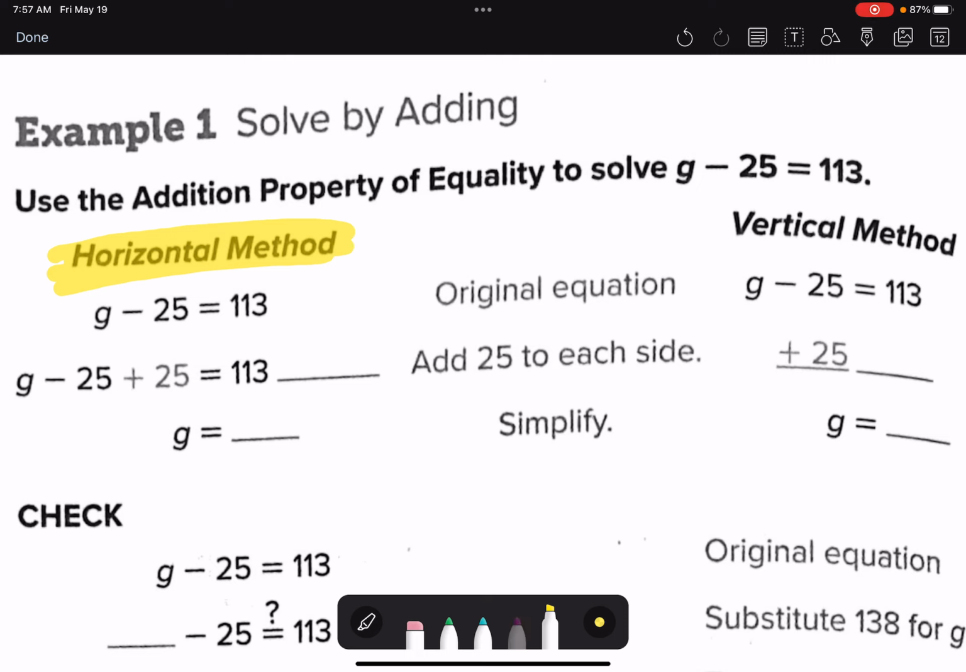So this is what I'm going to call book method. You can absolutely do it. It's the same thing, but it's not necessary for you to do it. But it is necessary for you to understand that this is what it looks like if you are reading this in the book. Okay, so this says g minus 25 equals 113.